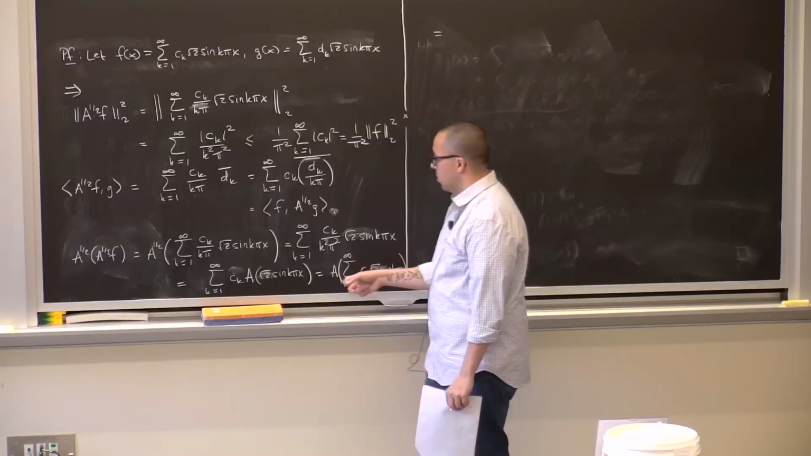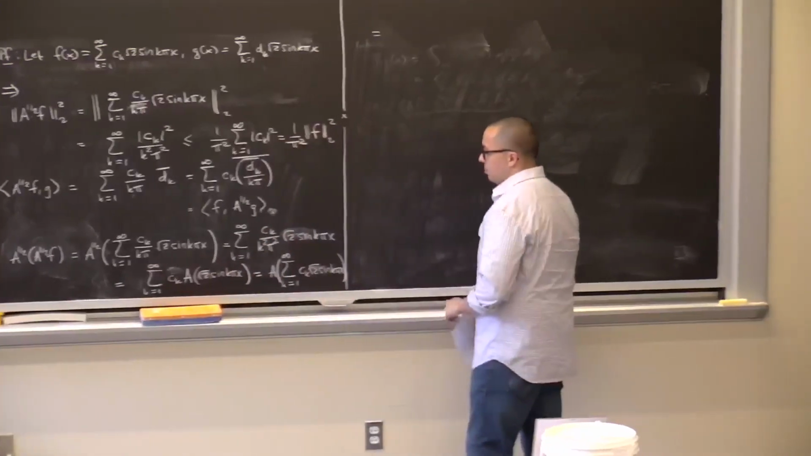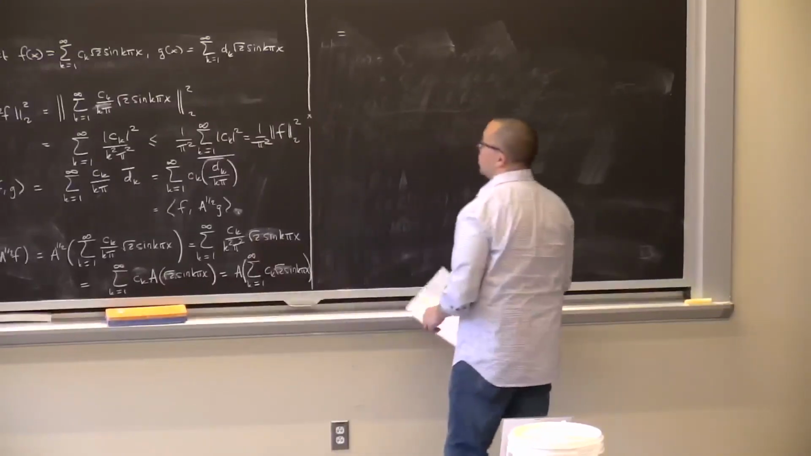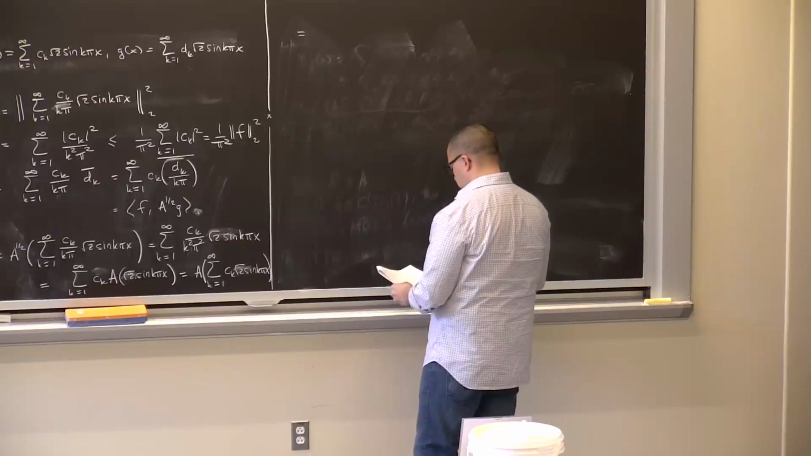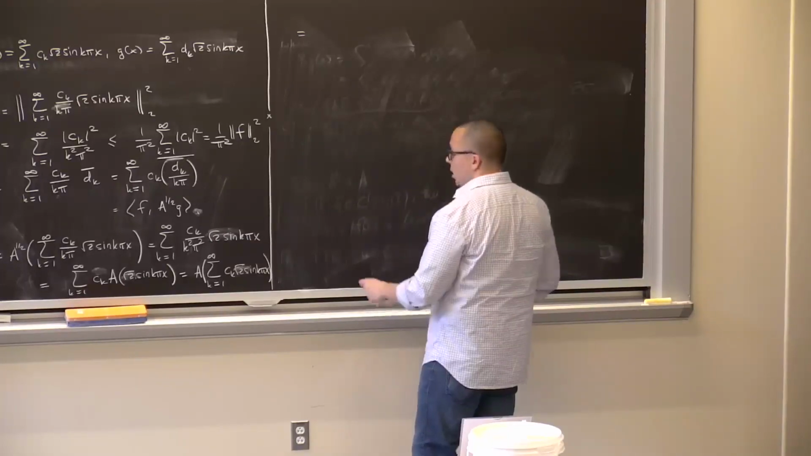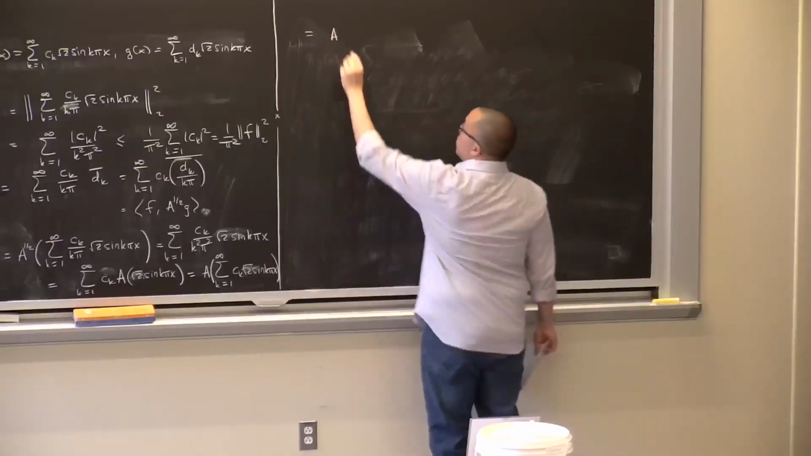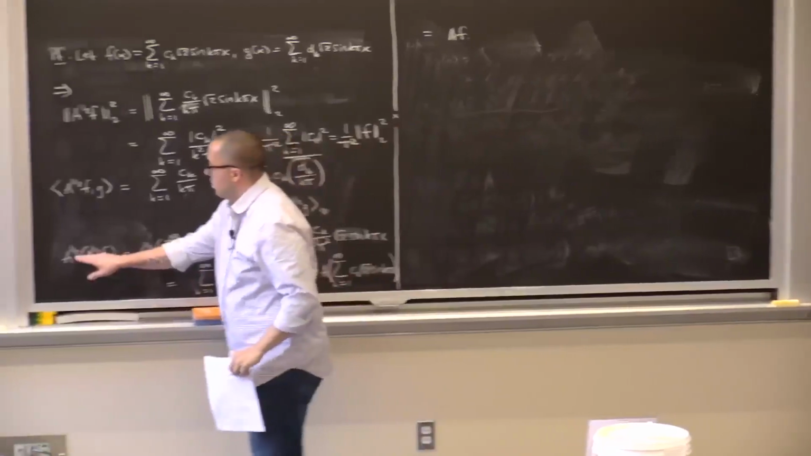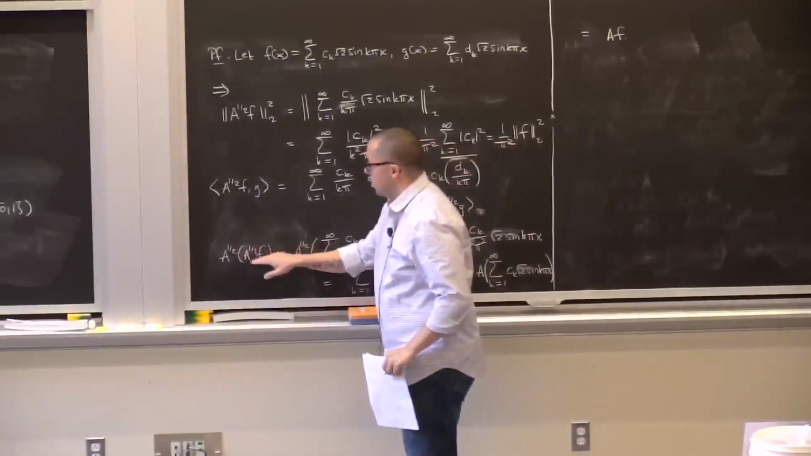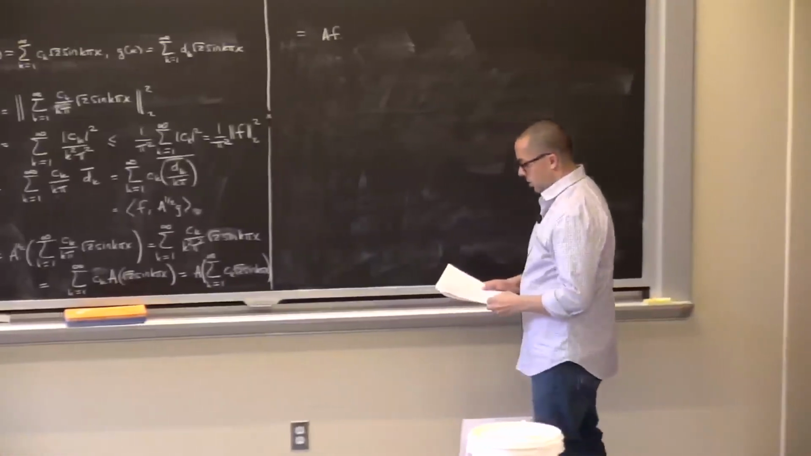Now A applied to a finite sum is given by this, letting n go to infinity again. This we can take the A in and out of. But this was just the expansion of f, so this is equal to Af. So we have proven that A to the 1/2 squared, meaning A to the 1/2 applied to A to the 1/2 of f, gives me back Af. Okay.